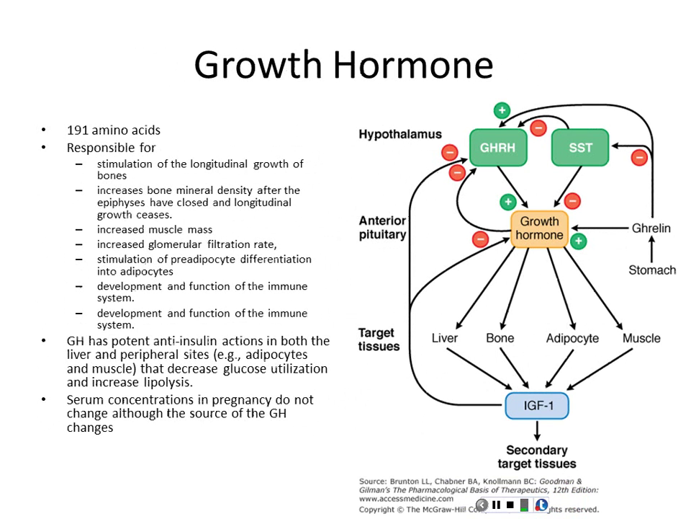Growth hormone is 191 amino acids. This growth hormone has a very prolific role. It's responsible for the longitudinal growth of bones, and that's why it's called growth hormone. It increases bone mineral density, increases muscle mass, and increases glomerular filtration rate. It stimulates pre-adipocyte differentiation into adipocytes. It helps develop the immune system, but that's not that important compared to everything else. And it has potent anti-insulin actions in both the liver and the peripheral sites that decrease glucose utilization and increase lipolysis. The serum concentrations in pregnancy do not change, although the source of the GH changes. So there's a decrease in the anterior pituitary, and there's an increase in someplace else, which we'll discuss.